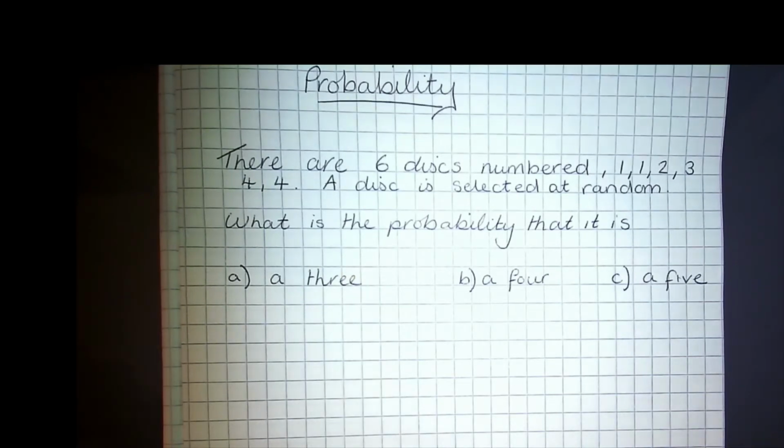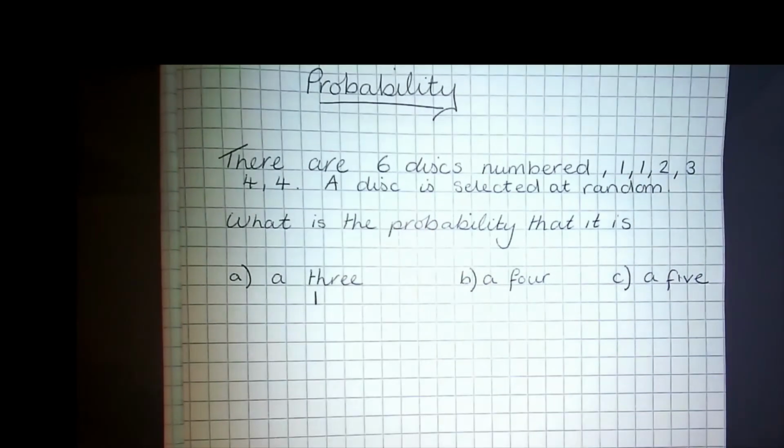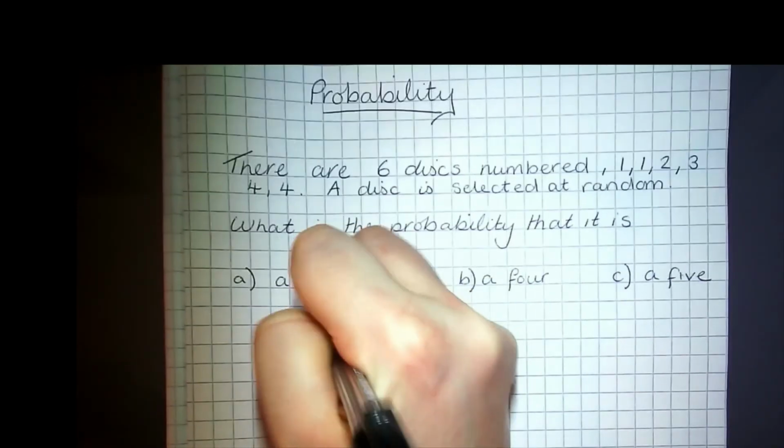Now the way we're going to do probability today is with a fraction. So what you do is you look how many 3s there are. Well, there's just 1 3. And we know from the question there are 6 discs in total. So it's 1 over 6.